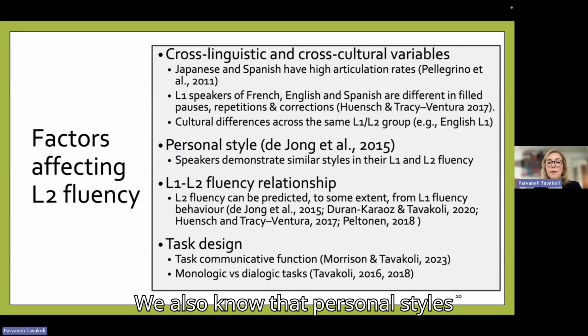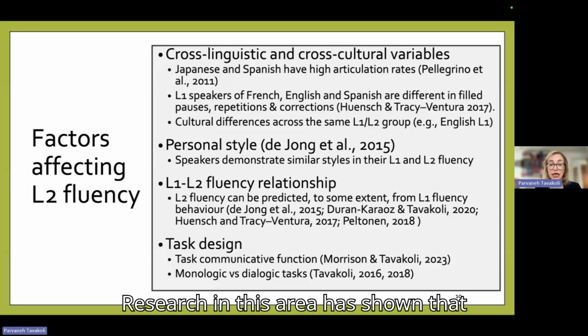We also know that personal styles are important. Some of us, in our first language, speak faster than others. We might have a lot more repetitive language, and show more repetitions and hesitations than others in our first language. And then we carry those behaviors with us to the second language. So in a second language, we tend to follow, at least to some extent, our behavior in the first language.